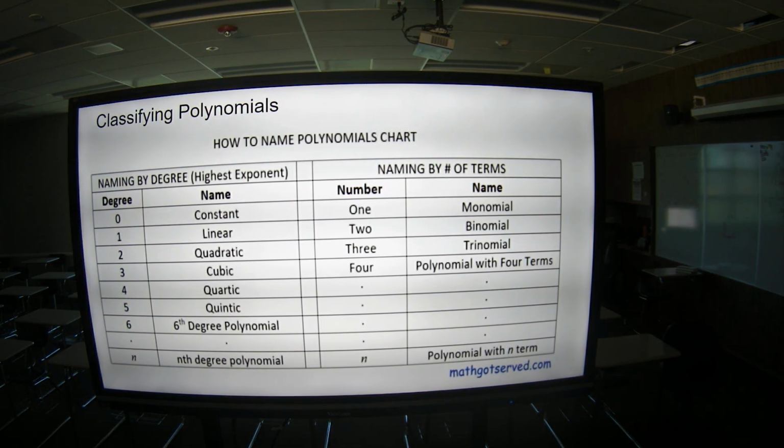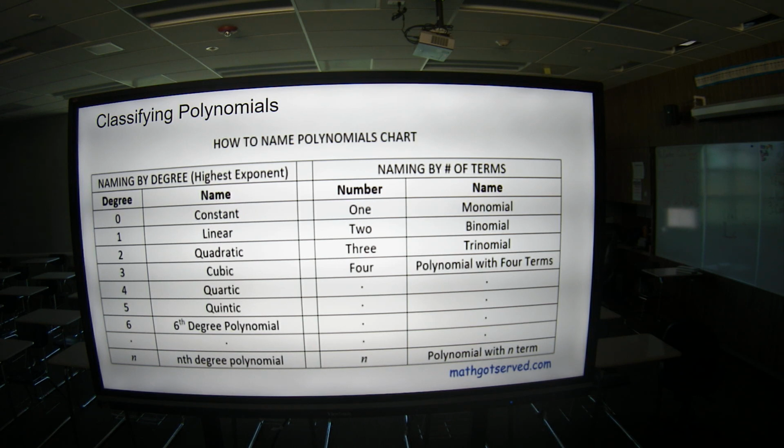We're going to begin by learning how to classify polynomials. And if you don't have this anywhere in your notes, just understand this is a big idea in terms of how we're going to be talking about polynomials. You guys need to understand how to have the degree of a polynomial in mind and also the number of terms that it has.